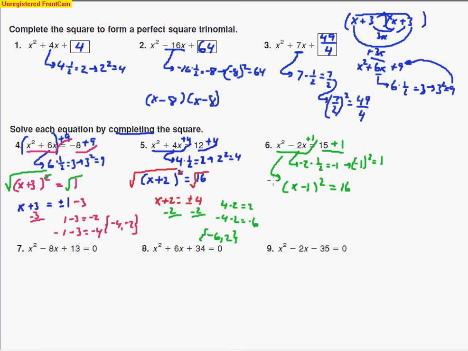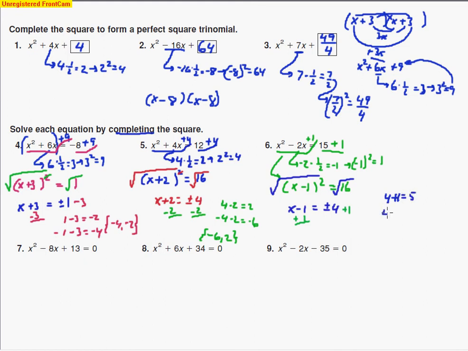Well, from that point, you take the square root of both sides. And so we end up with this x minus 1, and this all equals plus or minus 4. So from there, all we have is just one step, and that is to move this 1 over to the other side. So when you add 1 to both sides, we end up having to do 4 plus 1, which gives me 5.